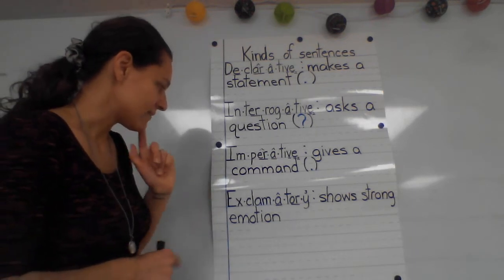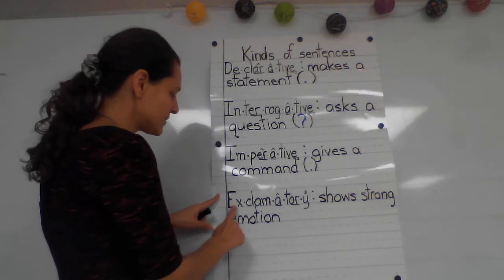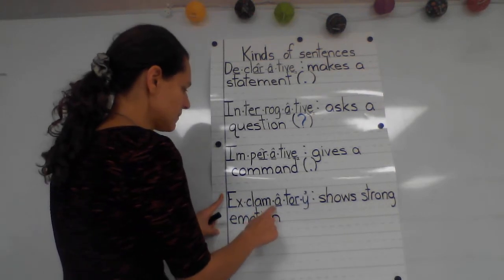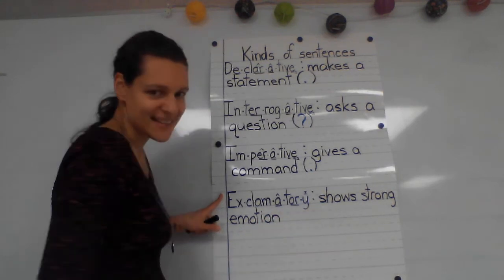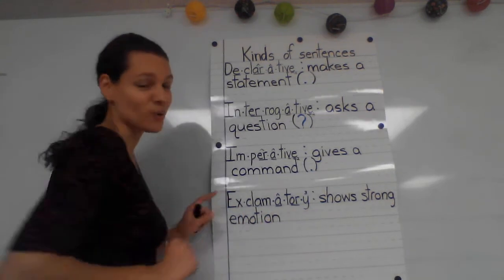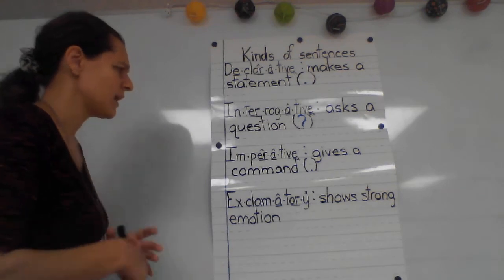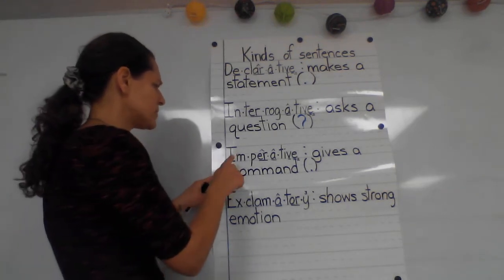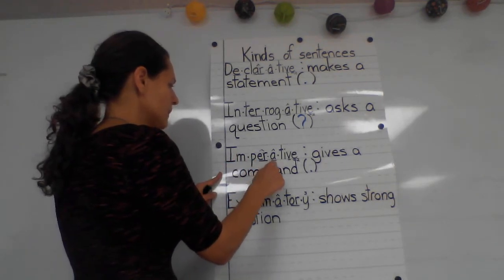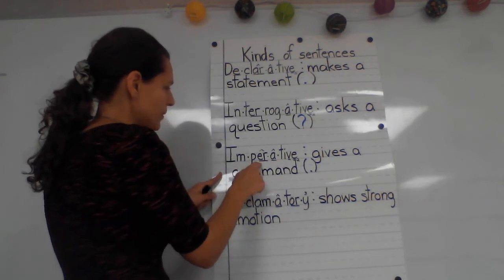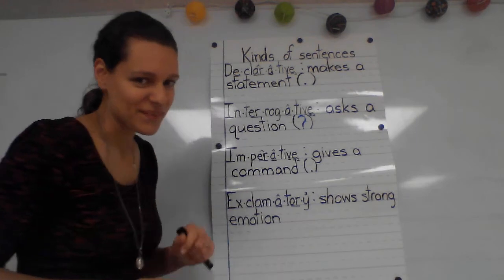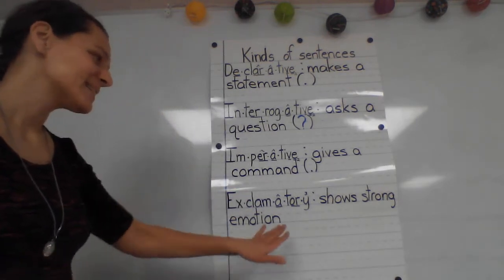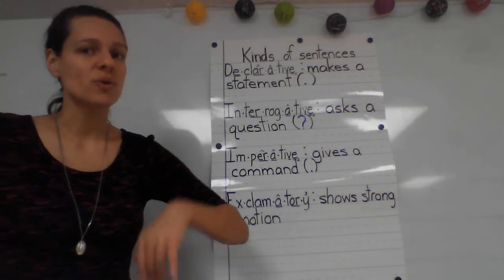Good. Oh, I forgot to have us read it. Let's read our syllables. Good. Exclamatory is how it's spelled, but we say exclamatory to spell it. I think I forgot with imperative. Let's do that one too. Good. We would say imperative to spell it, but we say imperative when we're speaking. All right. An exclamatory sentence shows strong emotion.